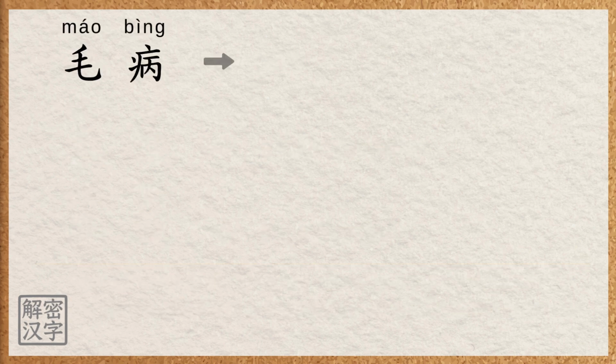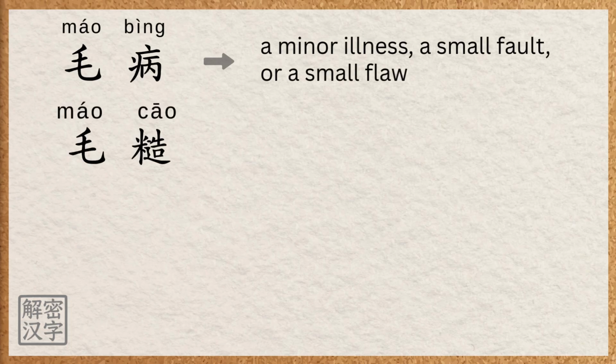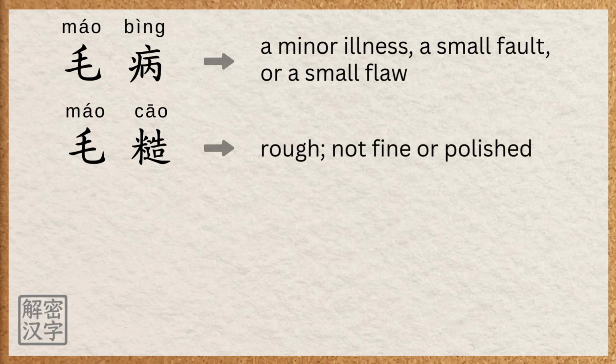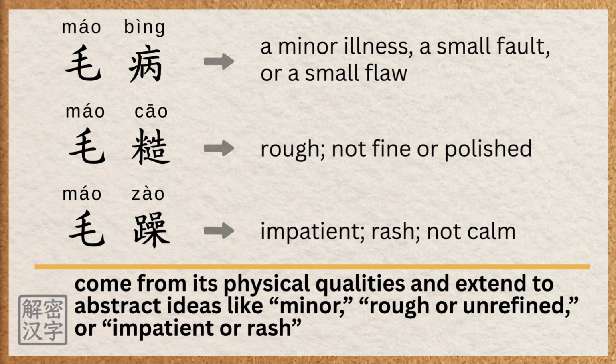毛病 means a minor illness, a small fault, or a small flaw. 毛糙 means rough, not fine or polished. 毛躁 means impatient, rash, or not calm. Here, the meanings of Mao come from its physical qualities and extend to abstract ideas like minor, rough, or unrefined, or impatient or rash. Now let's read it together.